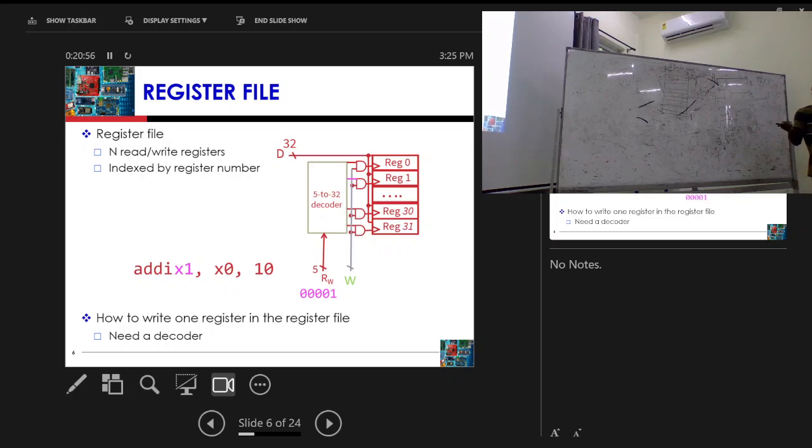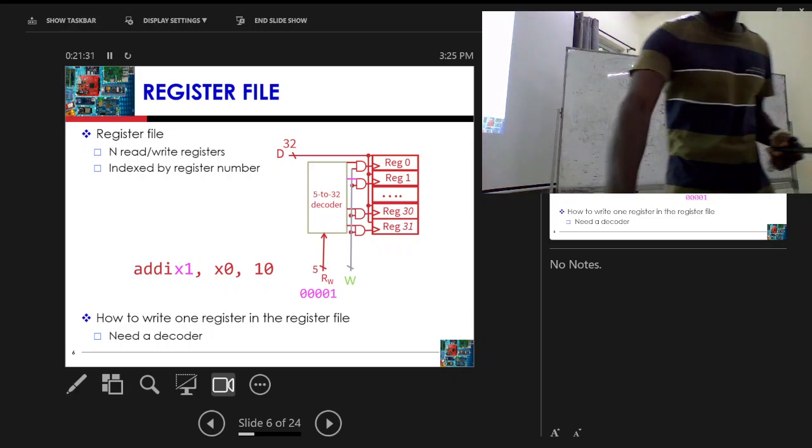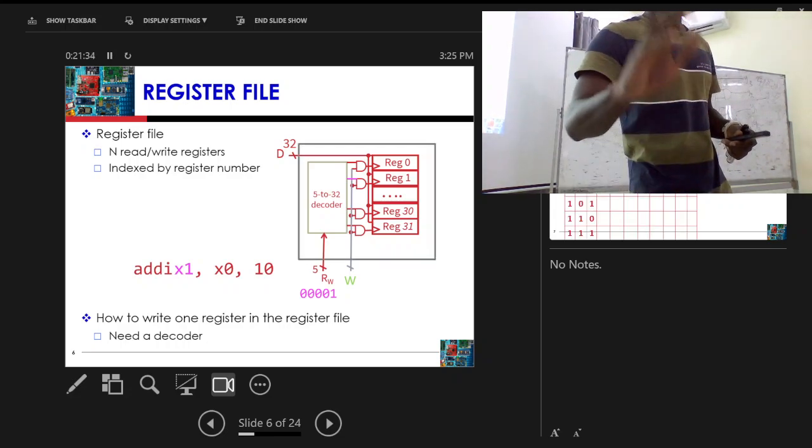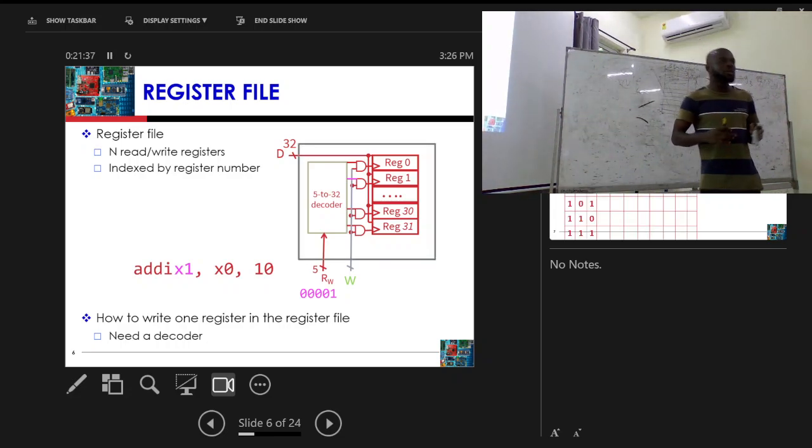Now, if write enable is 1, then you need an address. So let's say this is the first address, 0. Let's say you have address 0001. The address starts from 0, 1, 2, 3, going on. So if you have address 001, we are referring to here. So here will be activated. Have you seen it? And then if write enable is 1, then we are going to write to this register file. The D will be available to this register file. So that's how we write to the register file. Do you understand? So this is just writing to the register file.